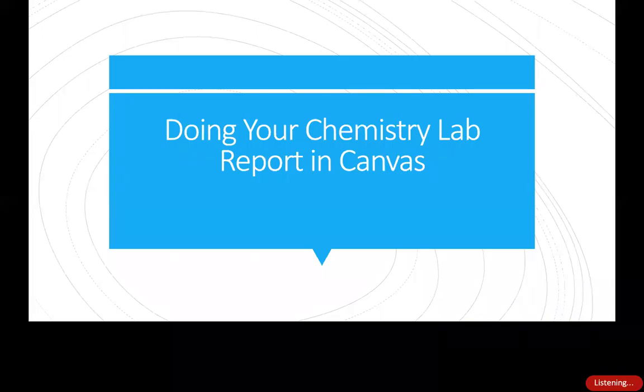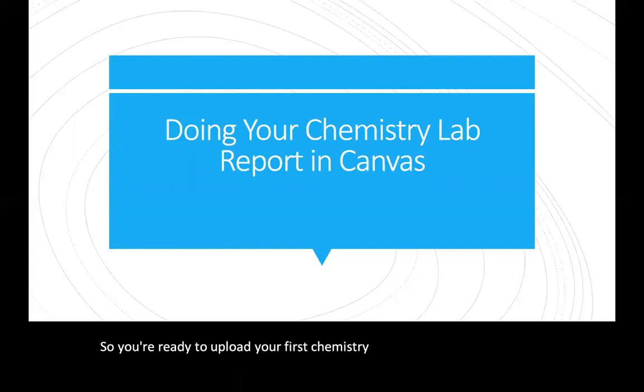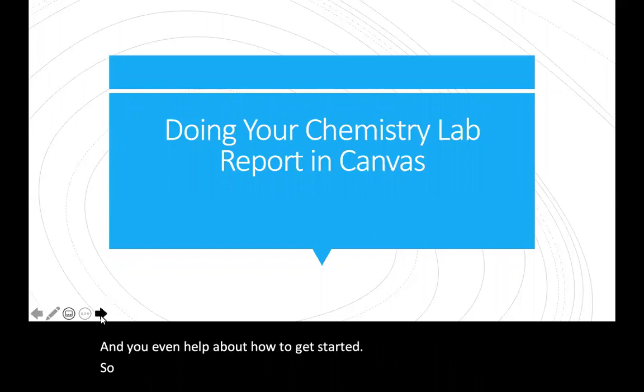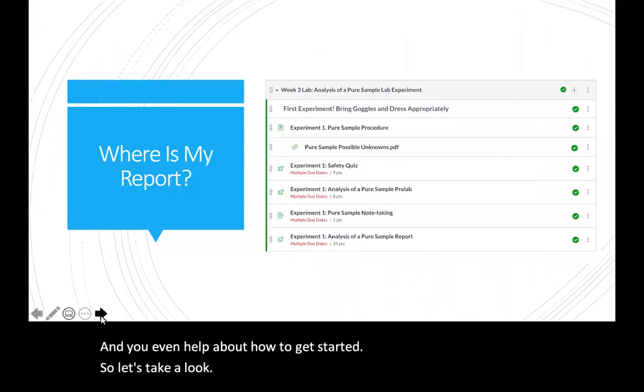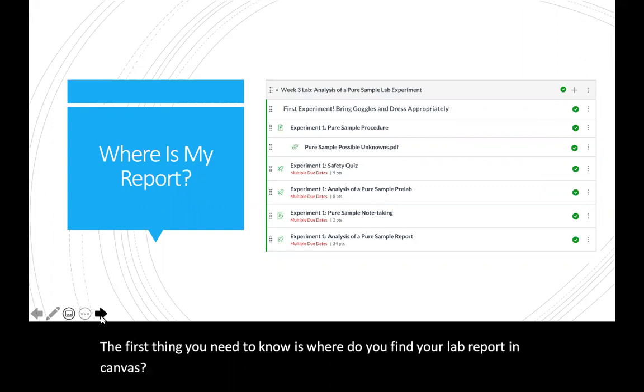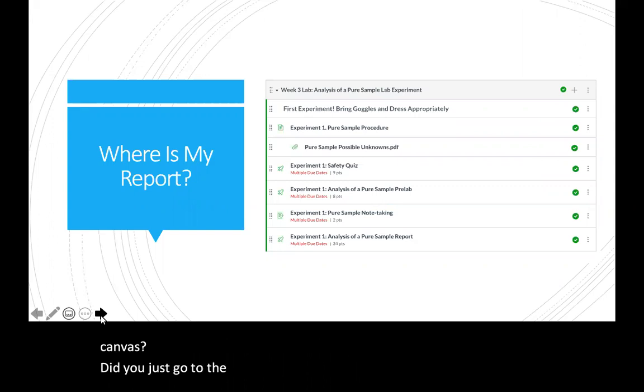So you're ready to upload your first chemistry lab report in Canvas, and you need a little help about how to get started. So let's take a look. The first thing you need to know is, where do you find your lab report in Canvas? And you just go to the module that describes that experiment.